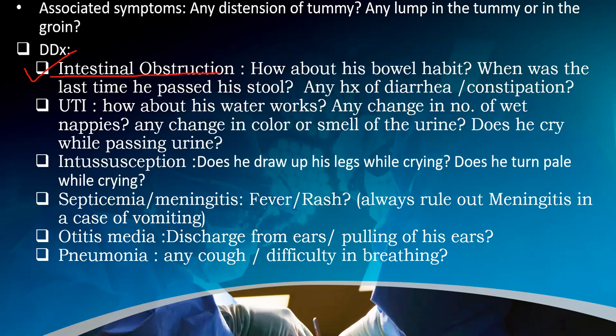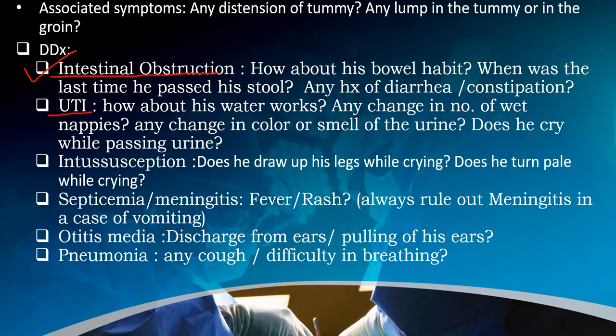That's because in case of intestinal obstruction, the patient will say that he hasn't passed the stool so far for the last 2 days or for the last 1 week. So very important to ask about the bowel habit. When was the last time he passed the stool? Now in here, if you forget to ask about tummy distension or swelling, you can ask it here. So you can ask any swelling or distension of the tummy, any history of diarrhea or constipation.